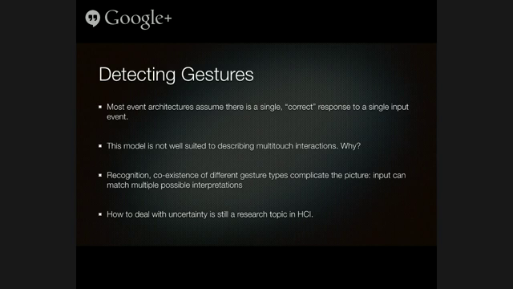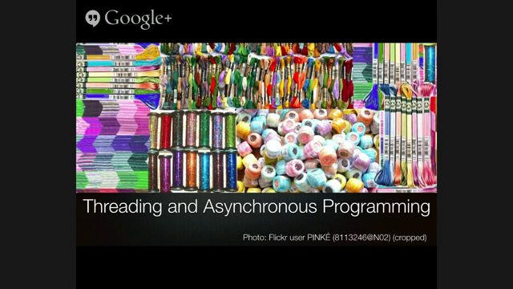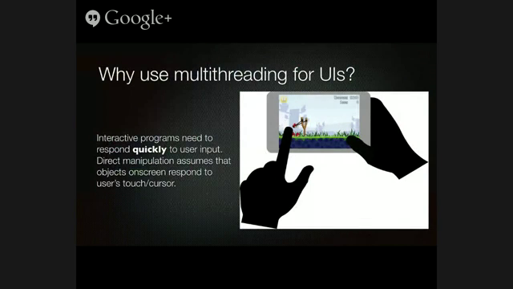All right, a little bit on threading and asynchronous programming, and then we'll move into South by recap, and then we'll all go on spring break. It'll be fantastic. So why use multi-threading for UIs? I will tell you we do typically use multi-threading for UIs. The reason we do that is that interactive programs need to respond quickly to user input. Direct manipulation fundamentally assumes that objects on screen respond to the user's touch, the user's cursor, really actively engaged with whatever the user is doing with the thing.